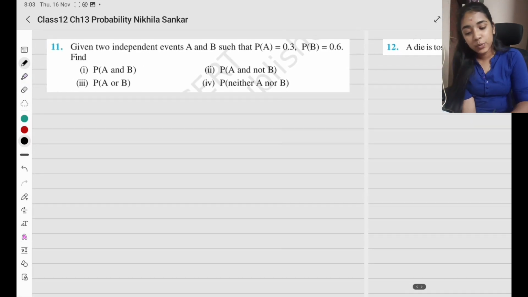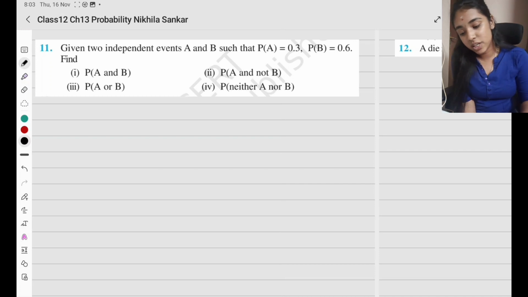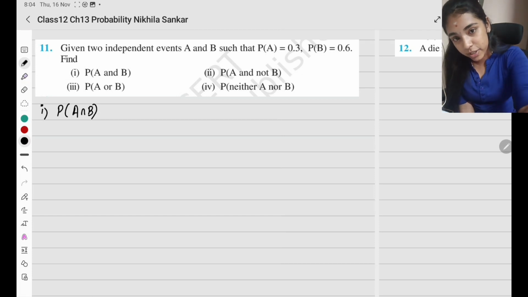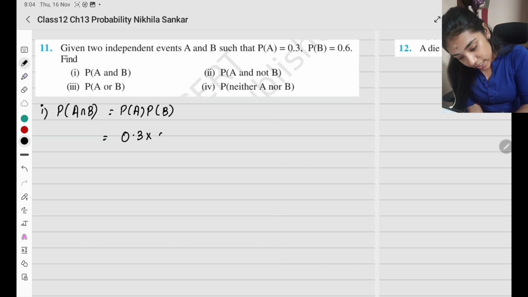Question number 11. Given two independent events A and B, you need to find the intersection. First, probability of A and B, the intersection, probability of A intersection B. This is going to be probability of A times probability of B, which is 0.3 times 0.6, 0.18.